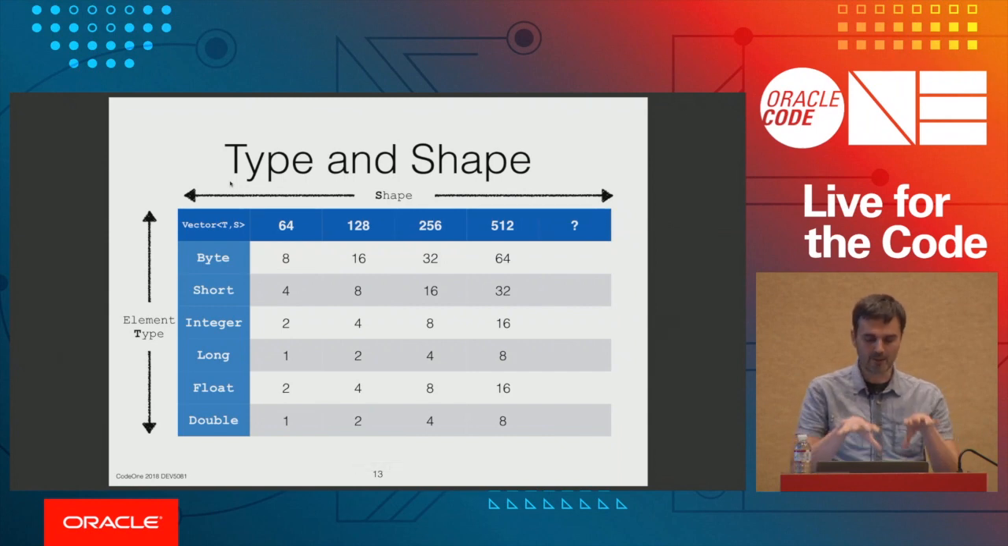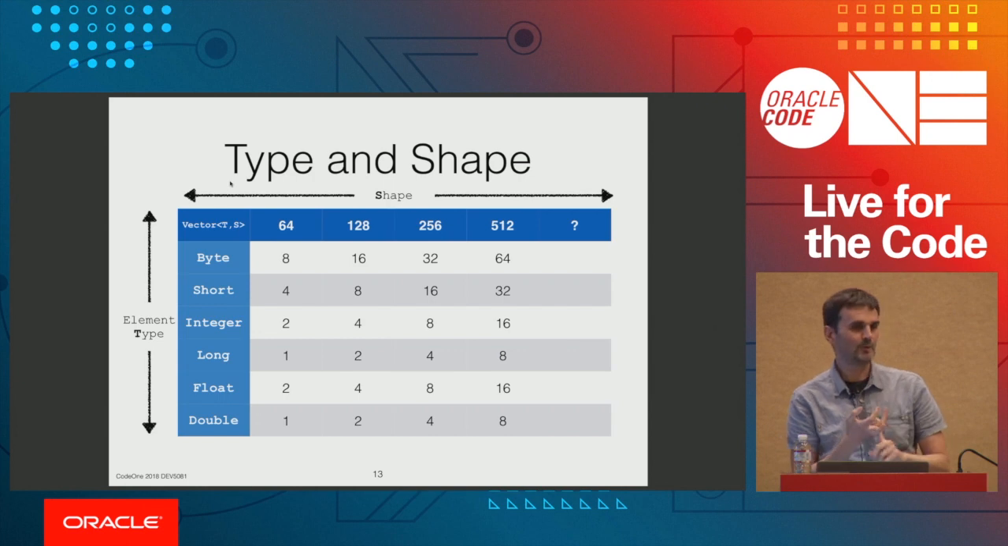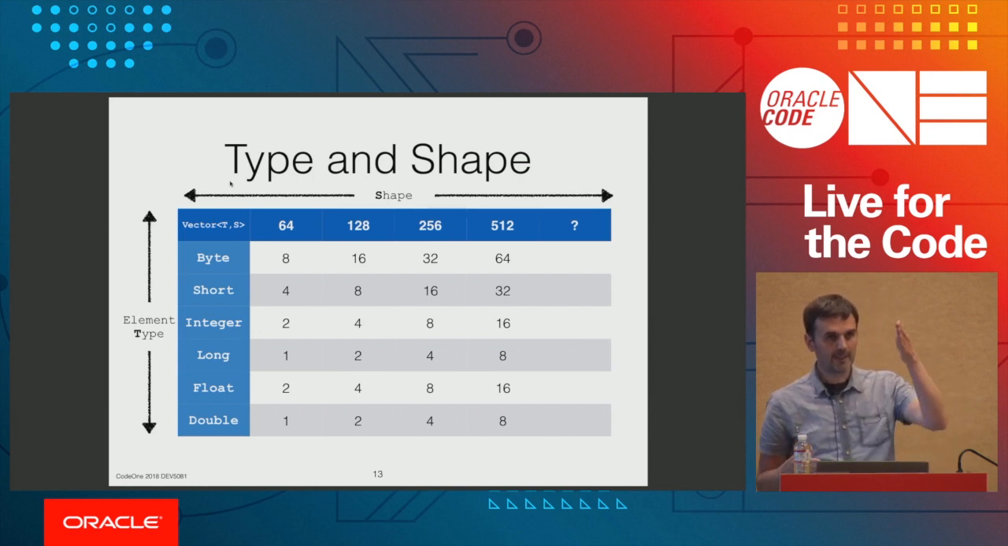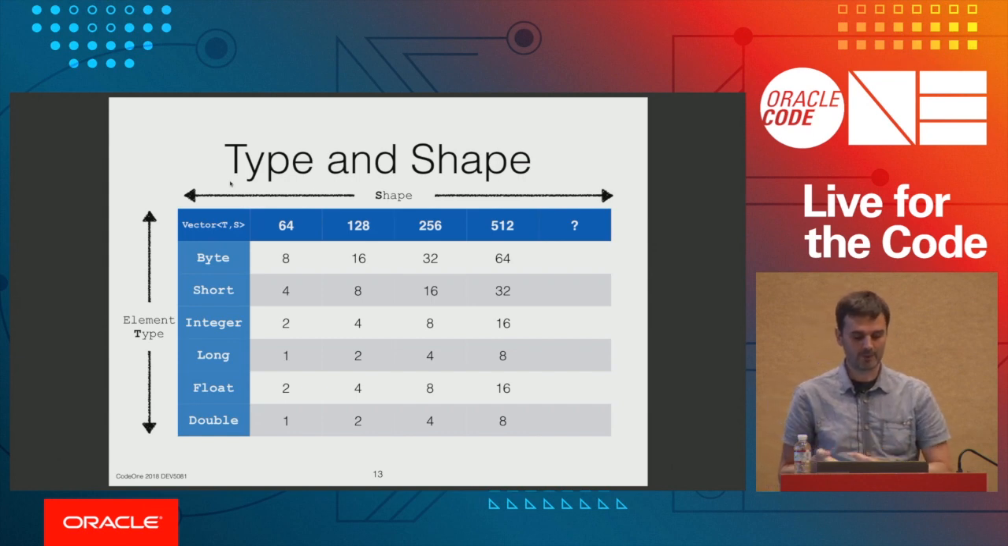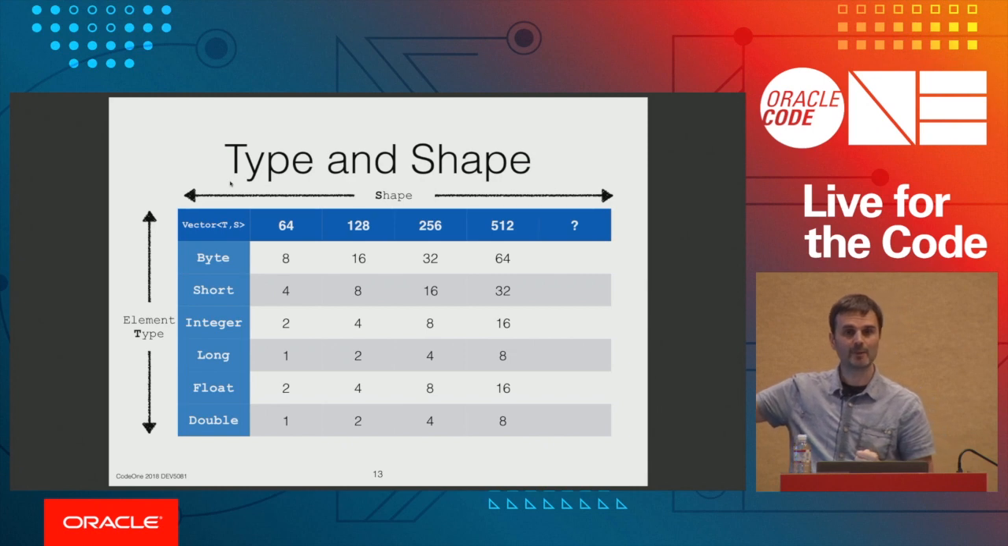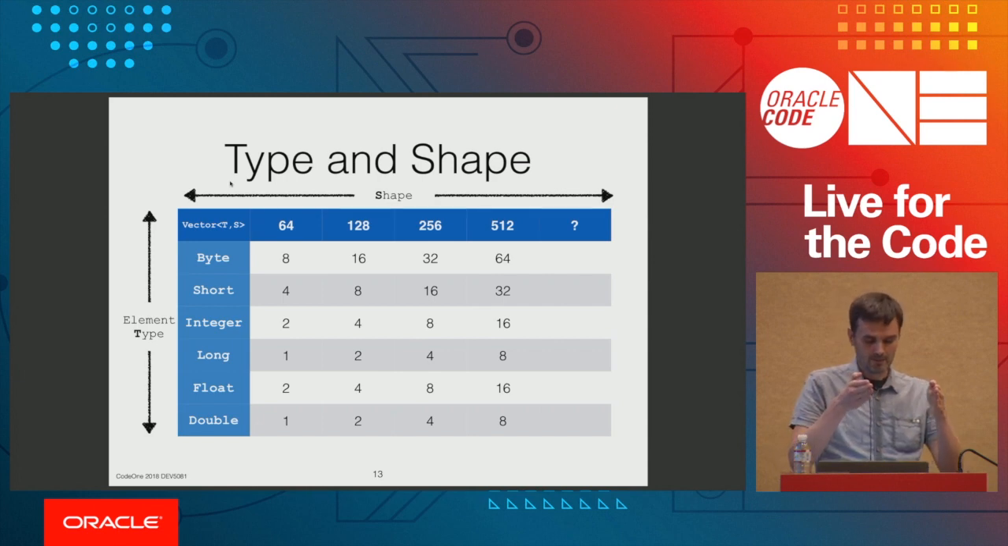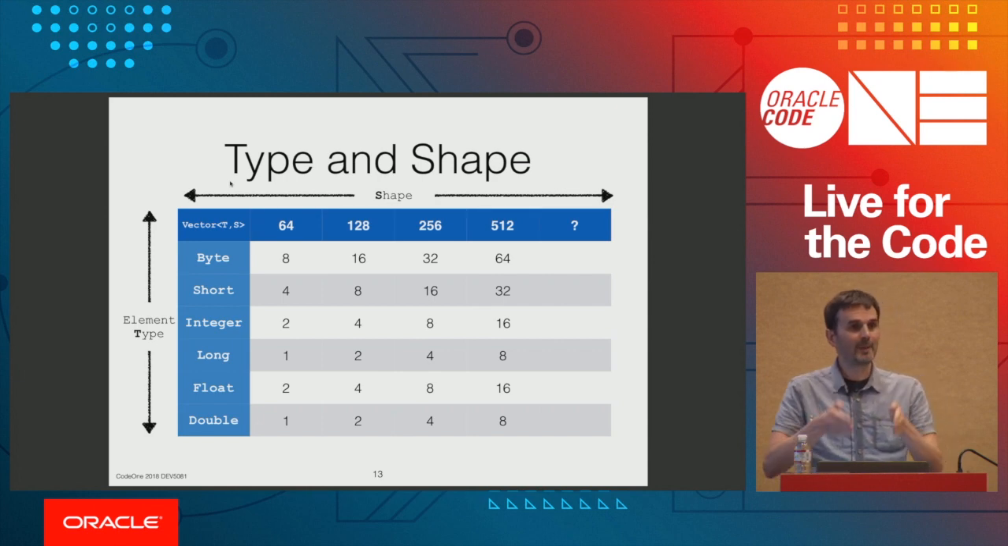So I showed some types there, the float vector. All we have is a general vector type with 2 generic parameters, T and S. And down on the vertical side, T stands for element type. We have byte, short, integer, long, float, and double. And on the horizontal side, we have shape. And shape is essentially the size in bits of this vector. And given those bits, how many bytes, shorts, integers, longs, or floats can I pack into this vector?